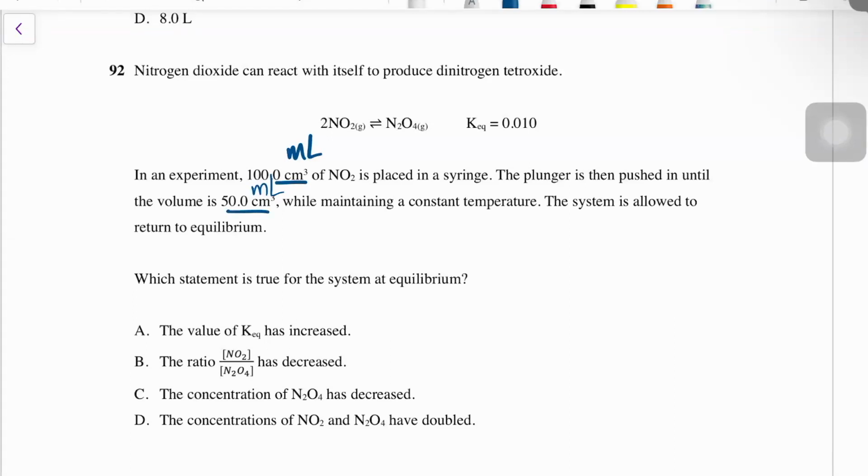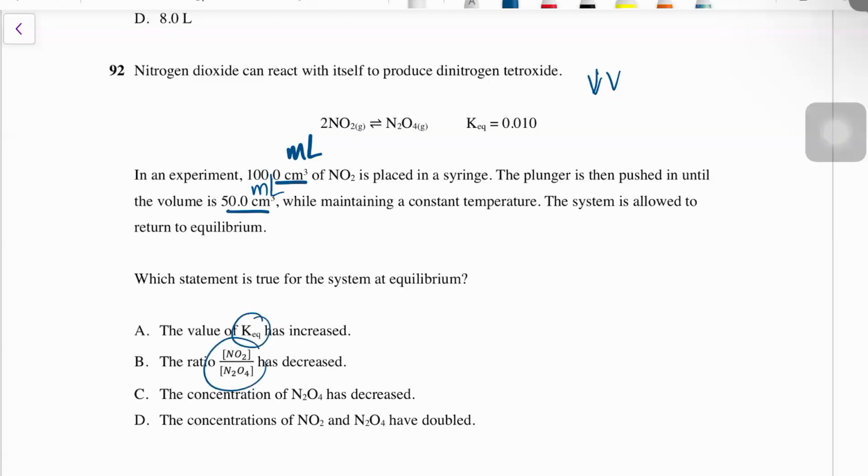We can track the information as we go, and we can see that from 100 to 50 mL, you're decreasing the volume. The system is allowed to return to equilibrium. Which statement is true for the system at equilibrium? Let's have a look at the four options first to see what they're talking about. A: the value of Keq has increased. B: the ratio NO2 to N2O4 has decreased.